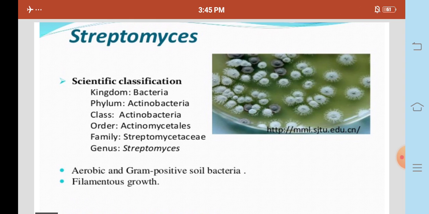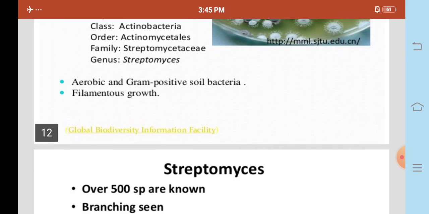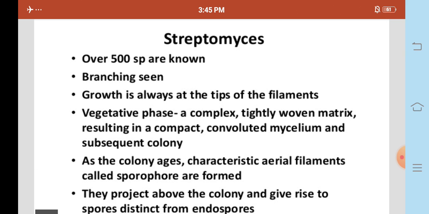Next one is Streptomyces. It is a species of Actinomycetes. Scientific classification: kingdom Bacteria, phylum Actinobacteria, class Actinobacteria, order Actinomycetales, family Streptomycetaceae, genus Streptomyces. It is an aerobic, gram-positive soil bacterium with filamentous growth. Over 500 species of Streptomyces are known.